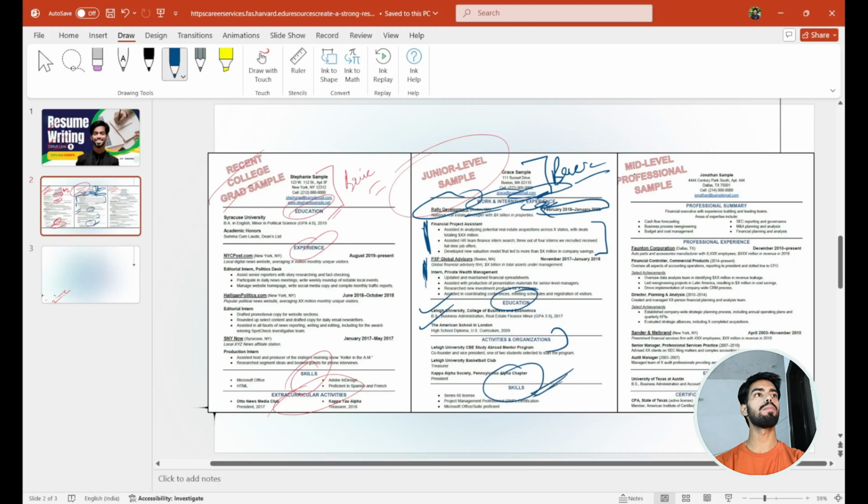Next, we have mid-level professional sample. That means if you are some person who is in mid zone, ठीक है, अगर आपने जस्ट ग्रेजुएशन करी और 2 साल की अपने एक्सपीरियंस ली और उसके बाद आप रेज्यूमे अपना बना रहे हो तो कैसे बनाओगे, that is more aligned to that thing, ठीक है.